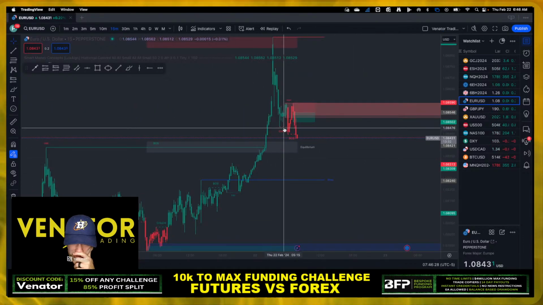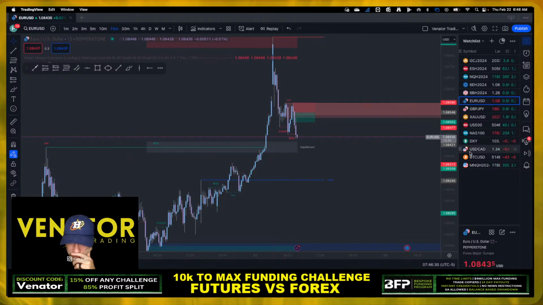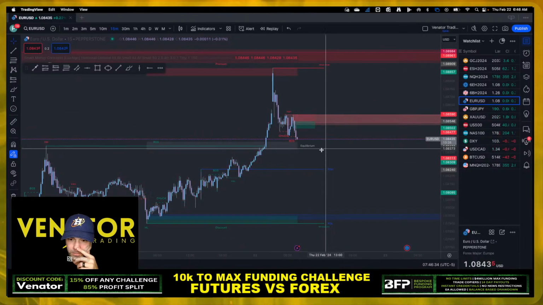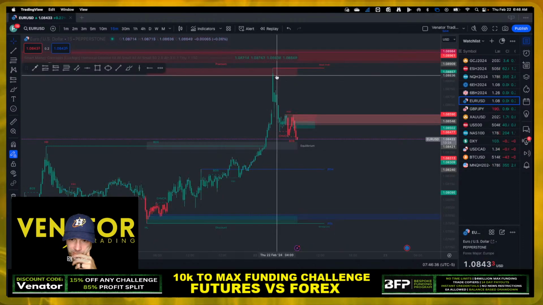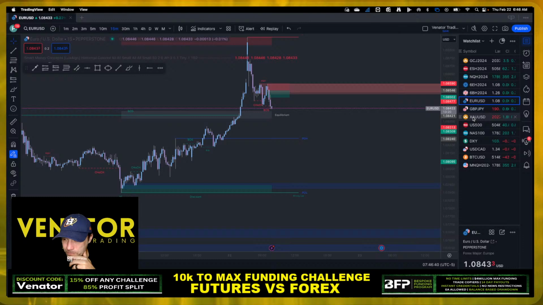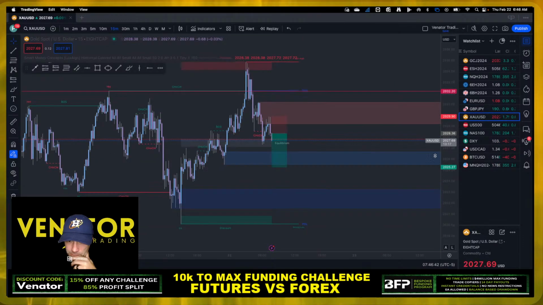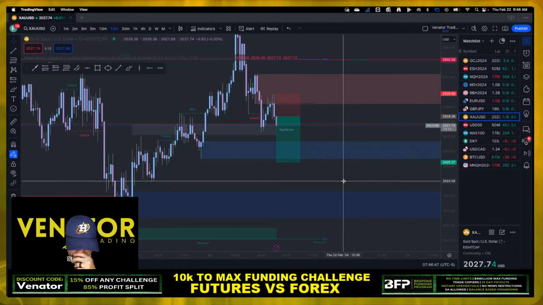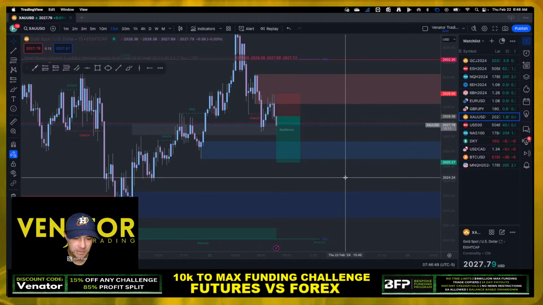You have had a change of character. Now we've had a break of structure. So it would appear that this was a nice little quick pop, a run of liquidity here to head lower. Could be playing out. The gold trade working out kind of nice here. Anybody in any positions right now?